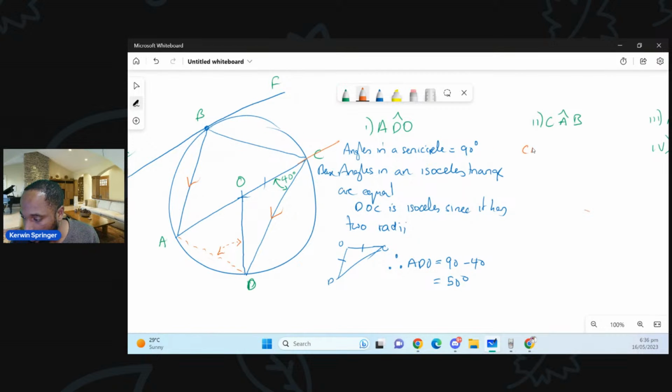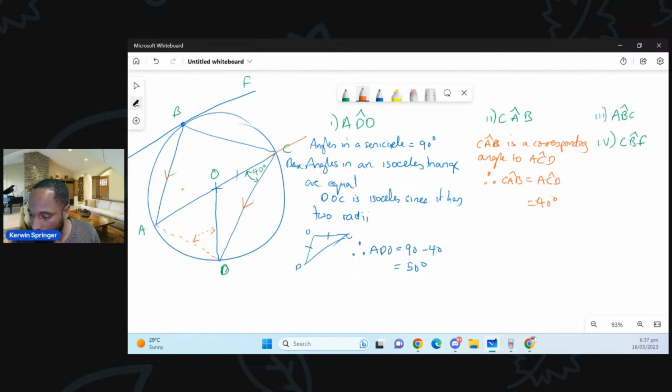So CAB is a corresponding angle to ACB. Therefore, CAB is equal to ACB, which is 40 degrees. Corresponding angles are equal.